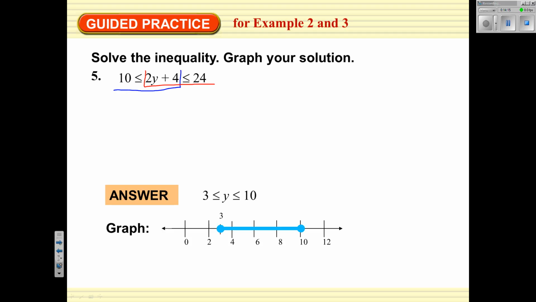There's the answer. We would subtract 4 from both sides, and then we would divide both sides by 2. And we would be left with y is greater than or equal to 3, which would be graphed this way. And then we're left with y is less than or equal to 10, which would be graphed this way. And they overlap right here. So that's what we shade.